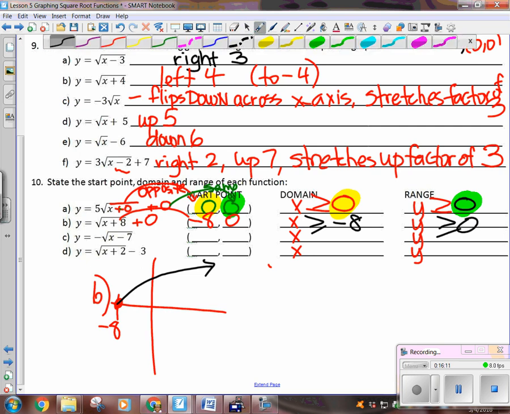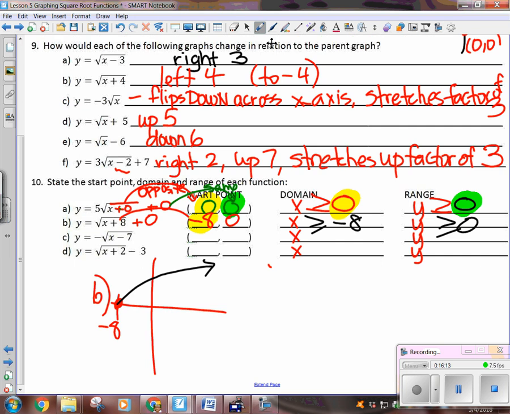Can I point out? My start point had an x value of 8. My domain had that same x value of 8. My range had a y value of 0, and my range had the same y value. Do y'all see how we're using the x and the y from the start point? That start point's really, really important. Anybody know my start point for C?